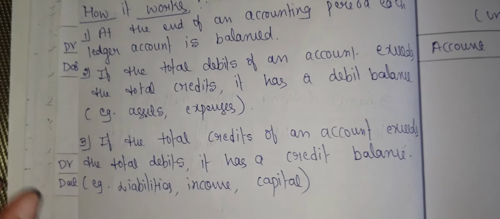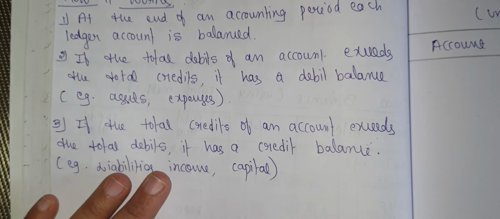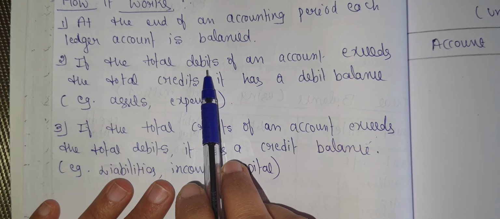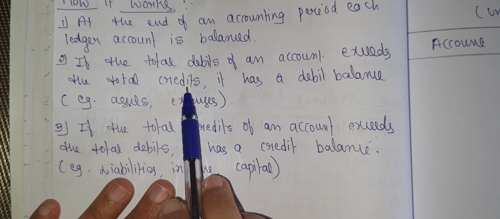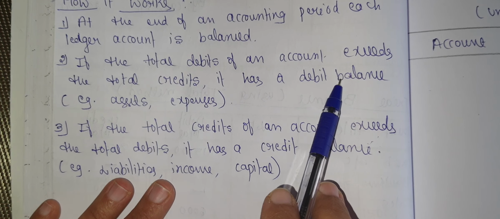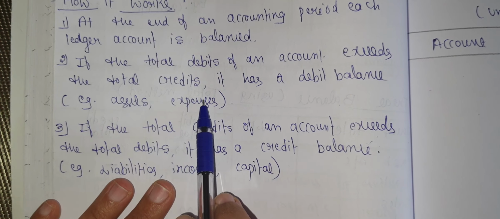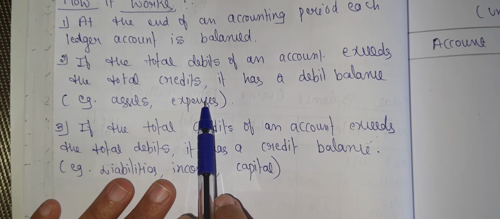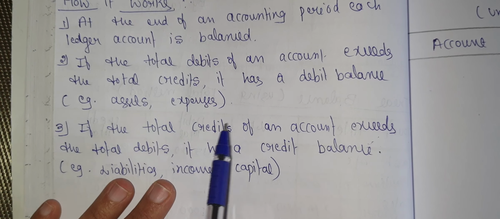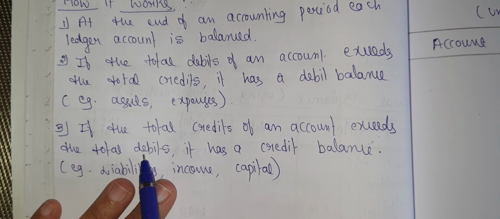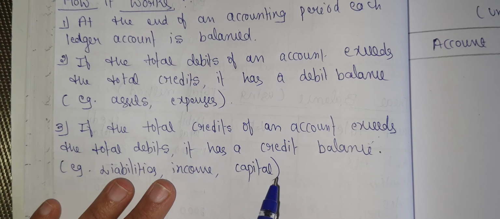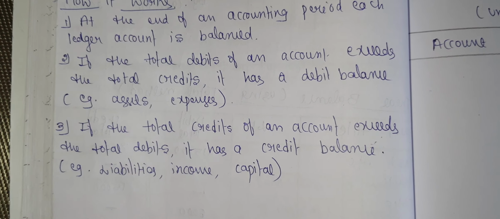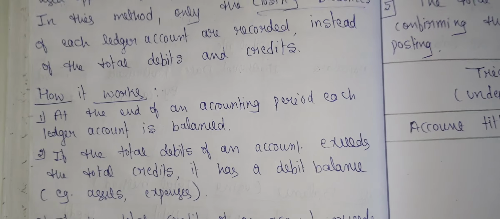In this, these two points are very important. If the total debit column is more than the total credits, we consider it a debit balance. In this, assets and expenses will come. And if the total credits are more than the total debits, it has a credit balance. That means liabilities, income and capital. Here I will explain this balance method through one example. We will take the same example.